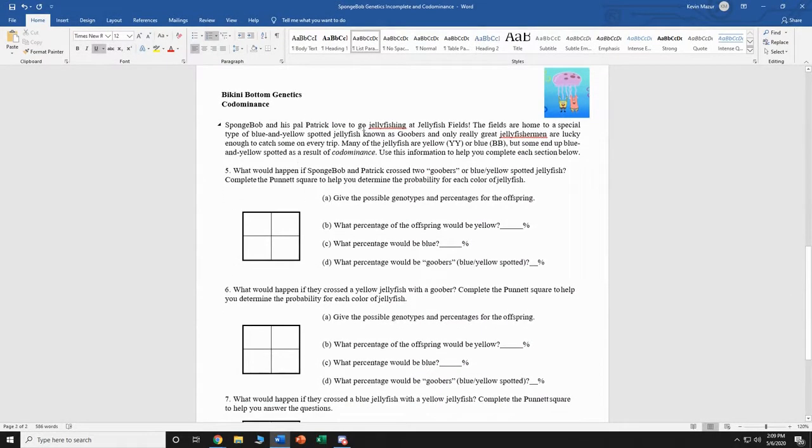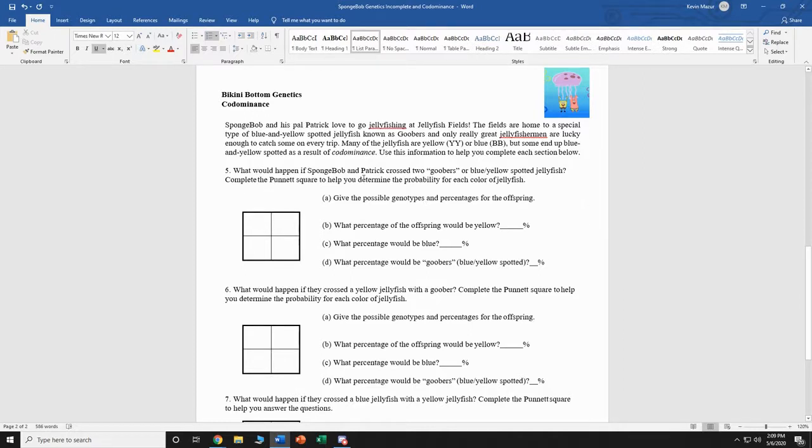SpongeBob and his pal Patrick love to go jellyfishing at jellyfish fields. The fields are home to a special type of blue and yellow spotted jellyfish known as a goober, and only really great jellyfishermen are lucky enough to catch some on every trip. Many of the jellyfish are yellow, which are YY, or blue, which are BB. But some end up blue and yellow spotted as a result of codominance, what we just learned about. Use this information to help you complete each section below.